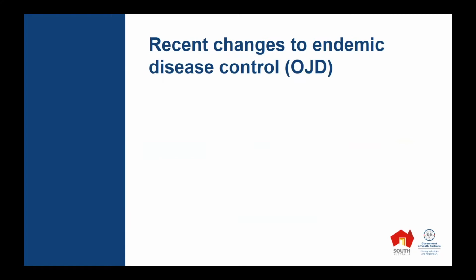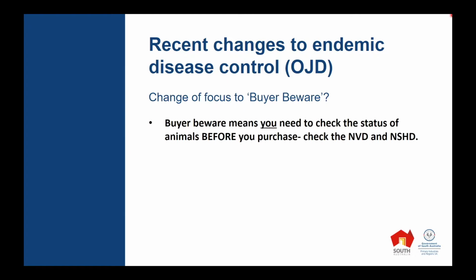So we've had a pretty long established control program for OJD in South Australia. It's been a notifiable disease, and where we've detected it, properties have had orders placed on them and had to undertake a management program to get rid of the disease. We were probably the last state that kept a state-run program going, and that's currently changing. The change is a change of focus from government regulation to buyer beware.